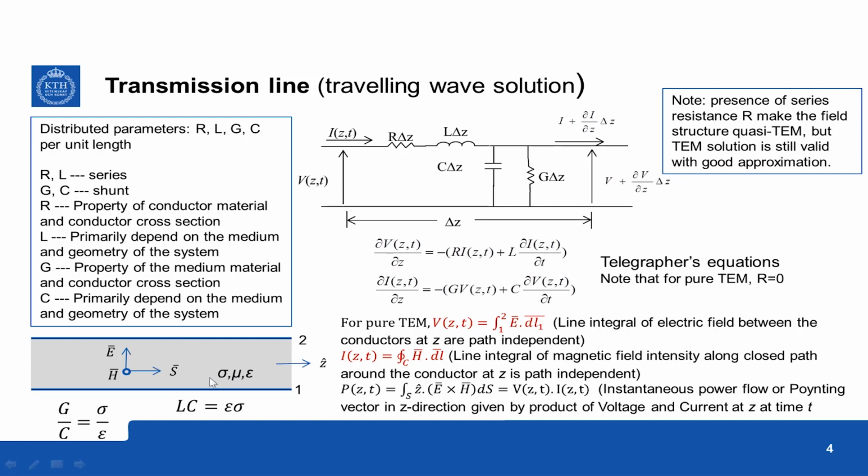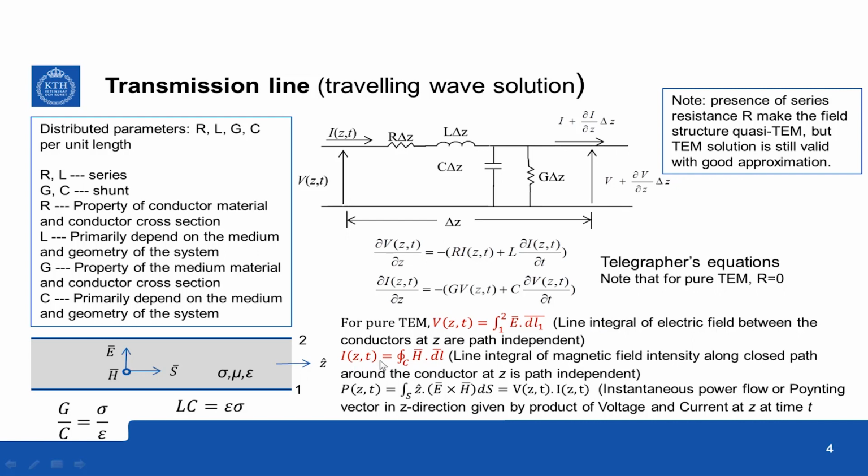The medium of the transmission line is characterized by its properties: conductivity, magnetic permeability, and electric permittivity. We can have a circuit representation of this transmission line. Before that, as we said before, for pure TEM, the voltage between 1 and 2 is defined as the integral of E dot dl. Line integral of electric field between the conductors is path independent.